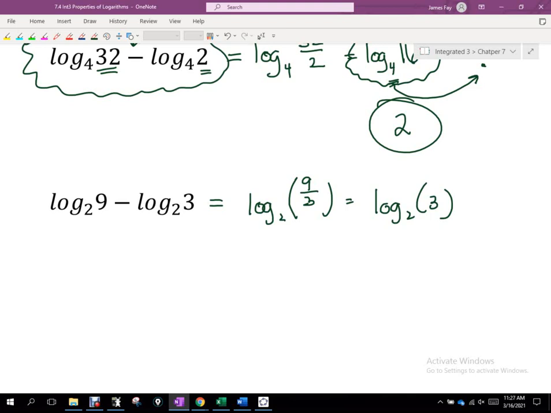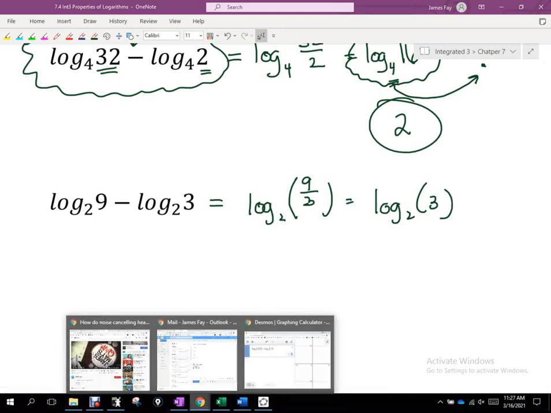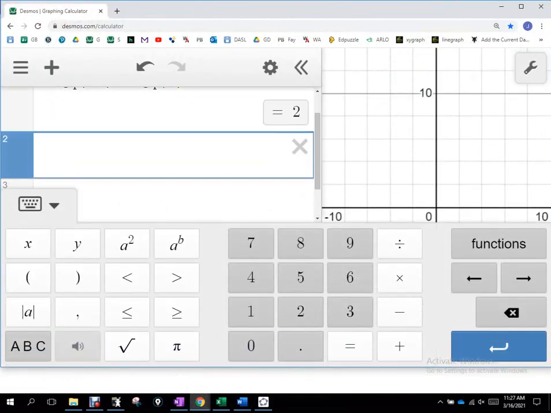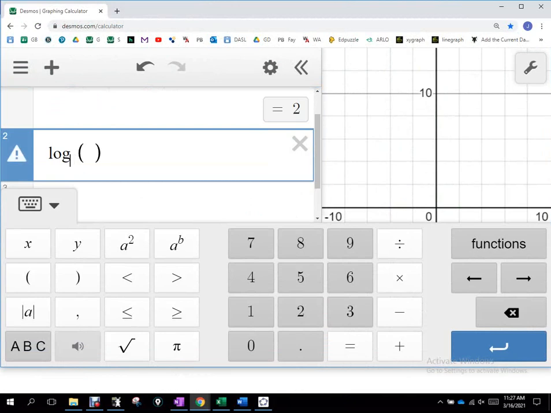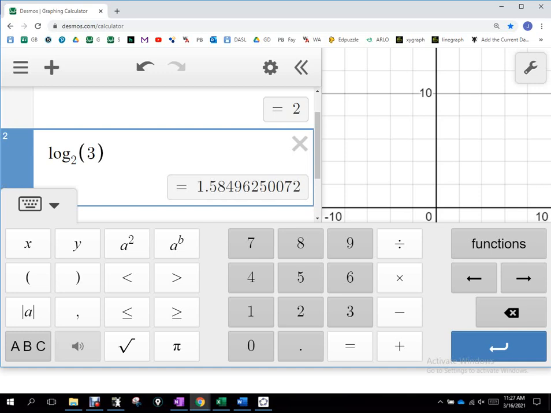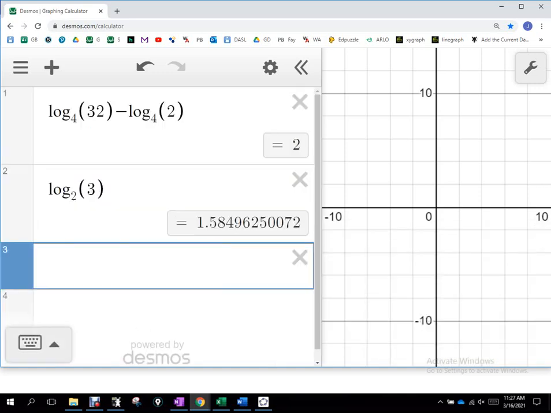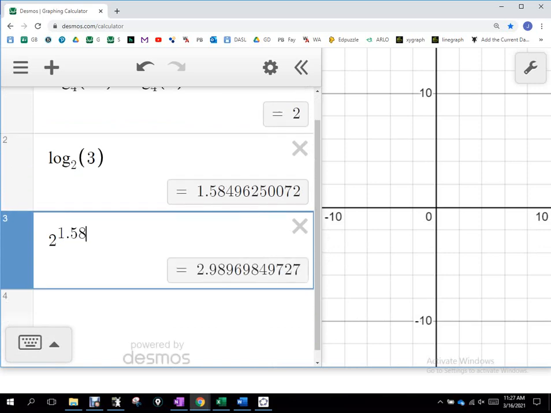In this case, this is where we'd have to grab our calculator. If we wanted the exact value of this, we would have to grab a calculator and say, okay, if I got log base 2 of 3, so 1.58. So if you take 2 and raise it to the 1.58, 4, 9, 6, 2, 5, 0, 0, 7, 2, it does give you 3.